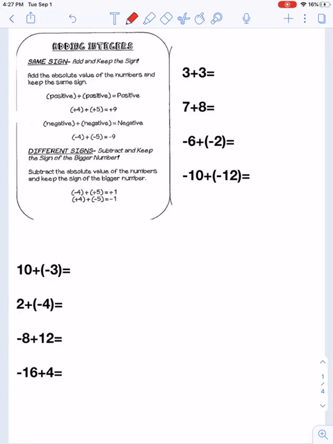I am going to be teaching on how to add, subtract, multiply, and divide integers, and going over the integer rules. First, I'm going to start off with adding integers.